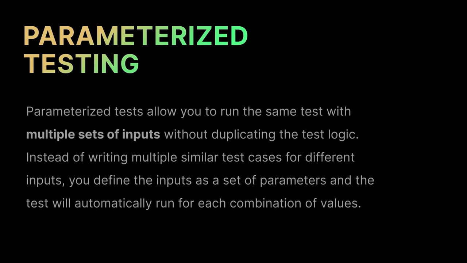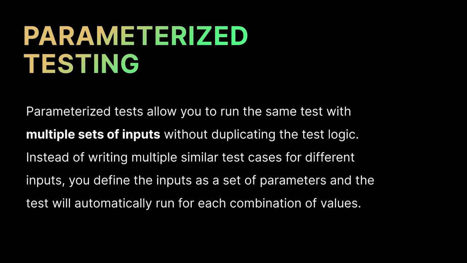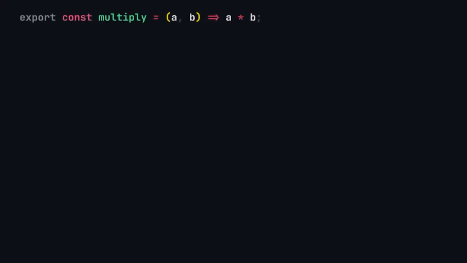Let's talk about parameterized testing, and this word is super hard to pronounce, but I'm gonna do my best. Parameterized tests allow you to run the same test with multiple sets of inputs without duplicating the test logic. Instead of writing multiple similar test cases for different inputs, you define the inputs as a set of parameters, and the test will automatically run for each combination of those values. That was just a quick definition, but here you can see I have a function which allows us to multiply two numbers. If you want to write a lot of test cases for it, we can, nothing is stopping us.